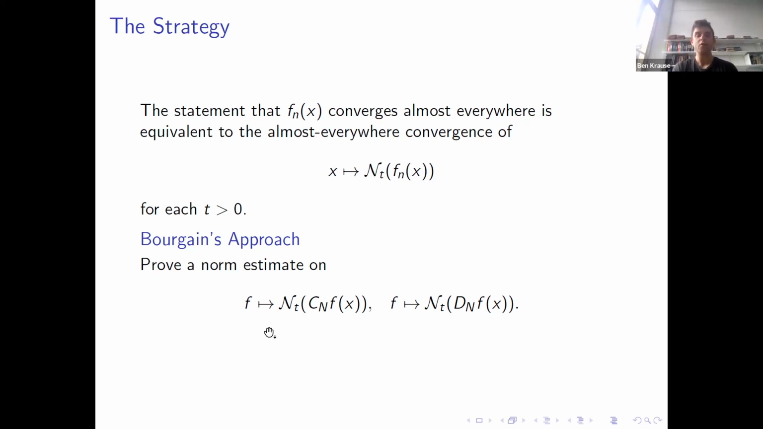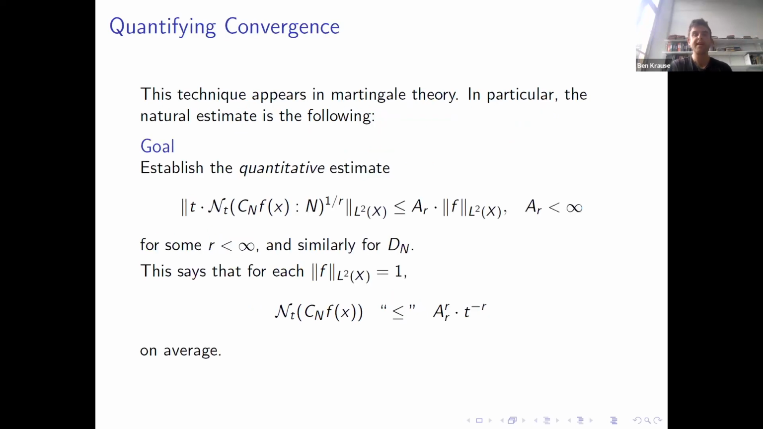And Bourgain's idea was to prove a norm estimate on these functions, which would in particular force almost everywhere convergence. This is a technique that appears in martingale theory, and the goal, following the probabilistic history of the problem, is to prove some type of quantitative estimate that the average number of times that the sequence of averages oscillates by t scales polynomially in t. That if I take an L2 normalized function in an L2 average sense, the number of times that the Cesaro averages fluctuate by t scales like t to the negative r. So that's the goal.